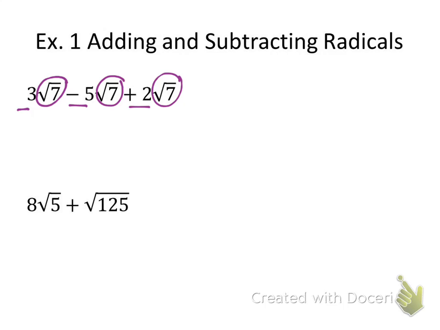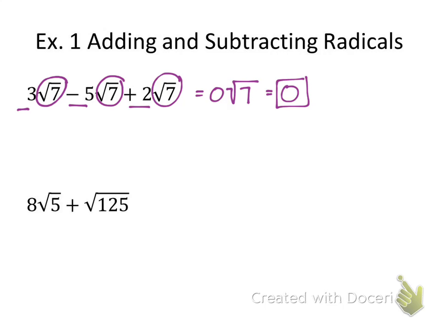So I say, okay, what's 3 minus 5? Negative 2. What's negative 2 plus 2? 0. I keep the exact same like term, the square root of 7, because I'm not going to make it the square root of 21, just like I didn't make it 3x squared. It stays the same. Well, what's anything times 0? 0. So that would be my final answer.